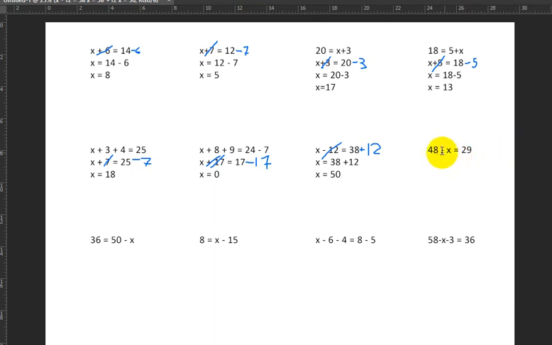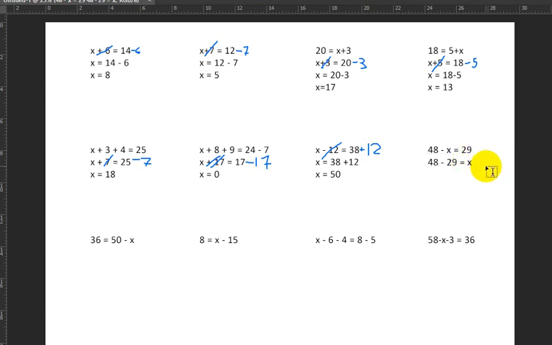Now, this is where things get a little more complicated. When the unknown is the number that is being subtracted, right? Now, if you remember what we said when we were doing equations, there is a little trick that you can use. And that trick is that you can trade the x with the number that's over here. So 48 minus x equals 29 could be turned into 48 minus 29 equals x.